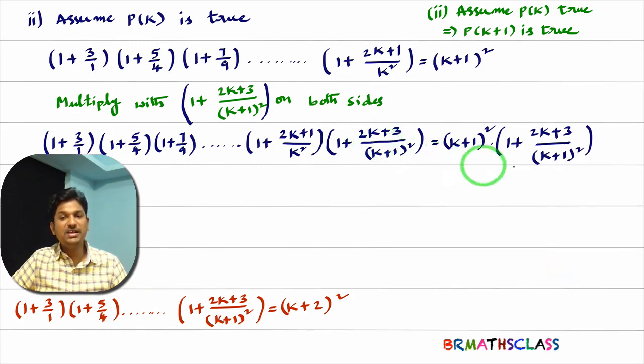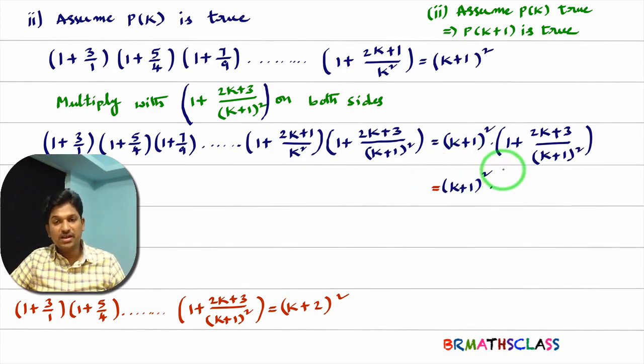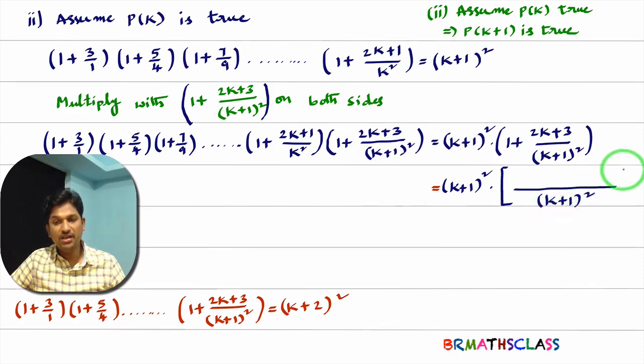The only thing we need is, after simplifying this right hand side part, to get this (k+2) whole square. You just start simplifying the right hand side part. (k+1) whole square into, here what is the LCM? LCM is (k+1) whole square. What will you get in the numerator? 1 into (k+1) whole square, that is (k+1) whole square plus 2k plus 3.